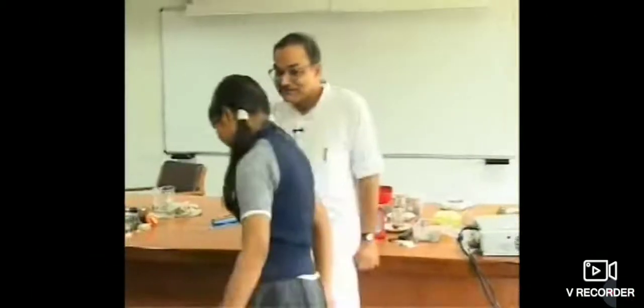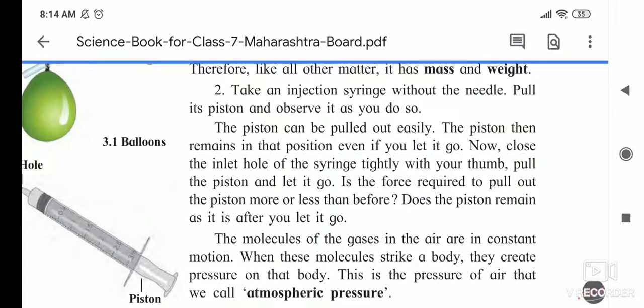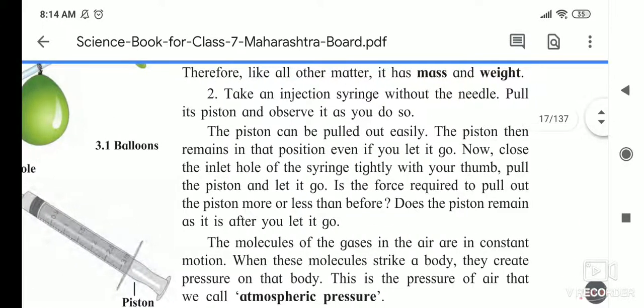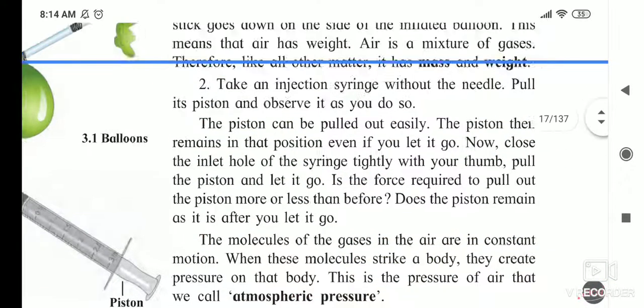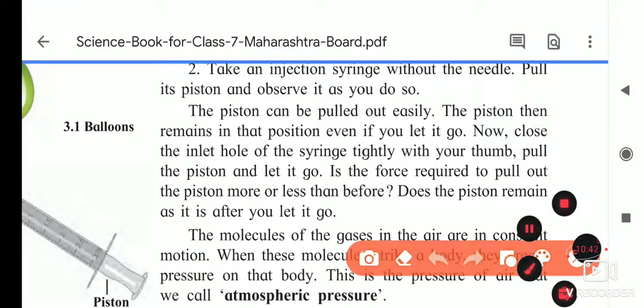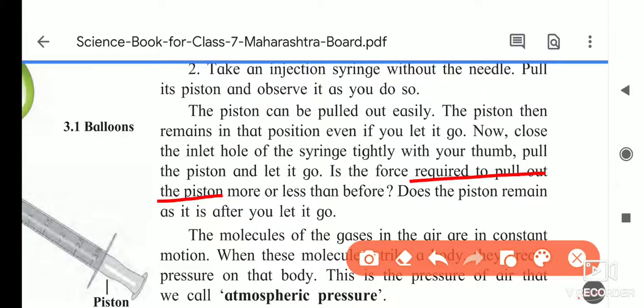Now we saw the experiment which gives the answer to this question: is the force required to pull out the piston more? In the video, the girl applies more pressure to pull the piston when one end of the syringe is held tightly. Because of it, air is not entering the syringe and a vacuum is created inside, and that is why she had to apply more force.